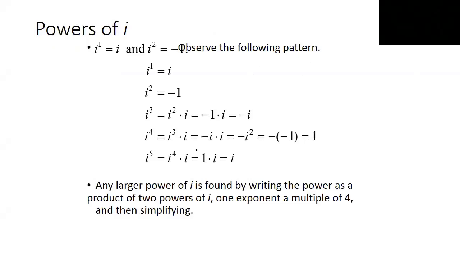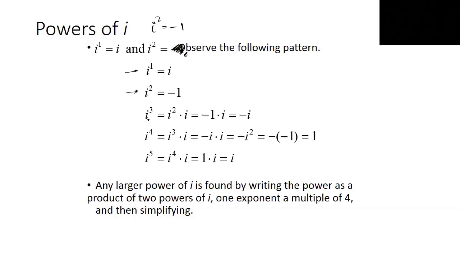Powers of i. So i to the power of 1 is equal to i. i to the power of 2, we said, is equal to minus 1. I'm not sure how this funny symbol arrived here. I'm going to erase it. i squared is equal to minus 1. Okay, this O and I got mixed together on the PowerPoint. I see what happened. We observe the following pattern. i to the power of 1 is equal to i. i squared is equal to minus 1. We just said that. We're going to remember that.